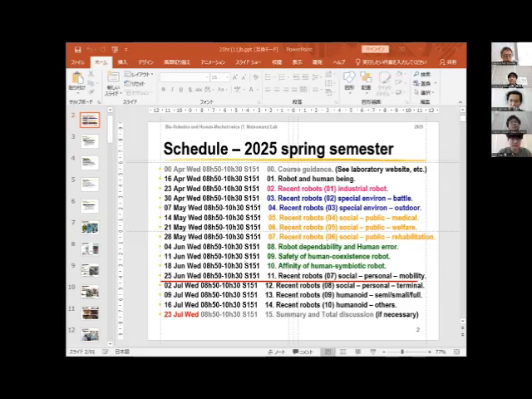Today we are here for the final class of the final part on mobility: terminal robots, humanoid robots, small humanoid robots, and other humanoid robots. It's the final session of the human robot interaction course.